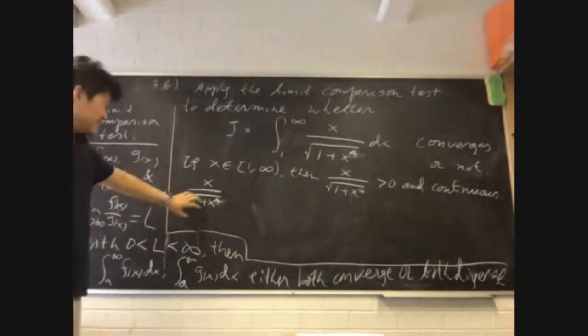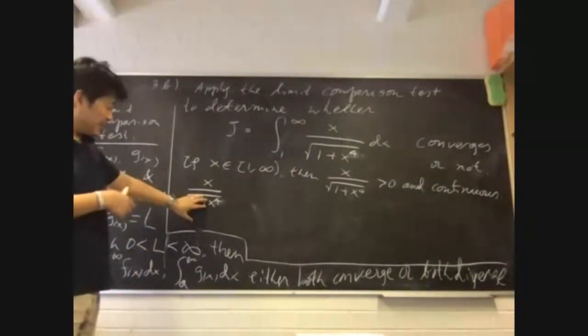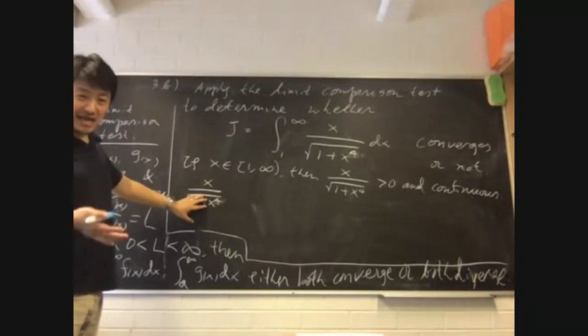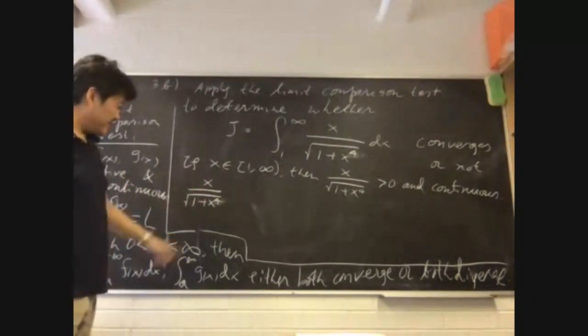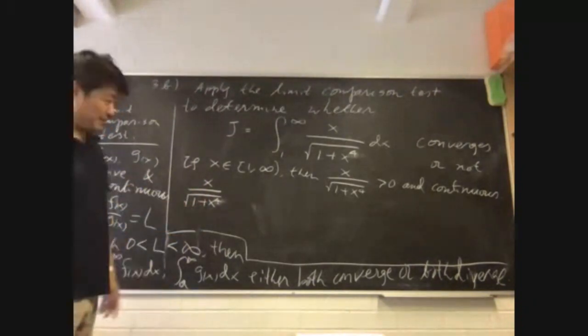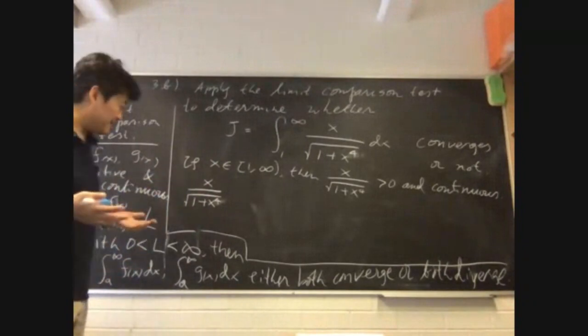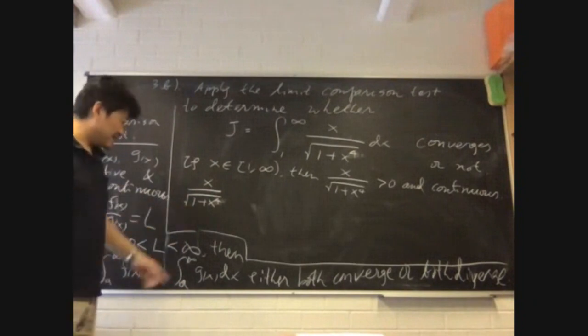If I didn't have this 1 there, that would make this problem really easy. I would have the square root of x to the 4th, which is x squared, and x over x squared is just 1 over x. If I didn't have this 1, it would be a really simple problem: just 1 over x, and we know that diverges.